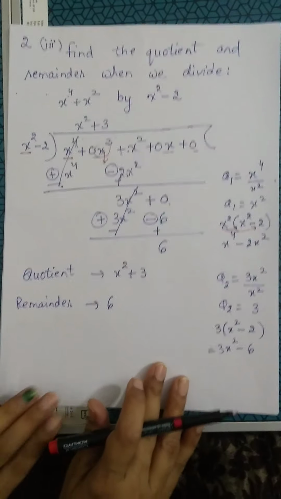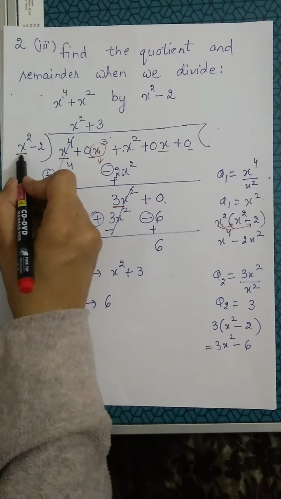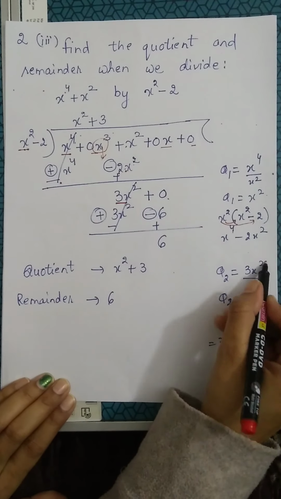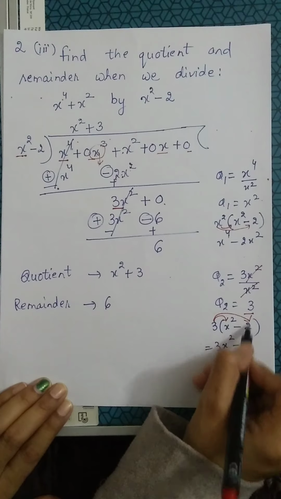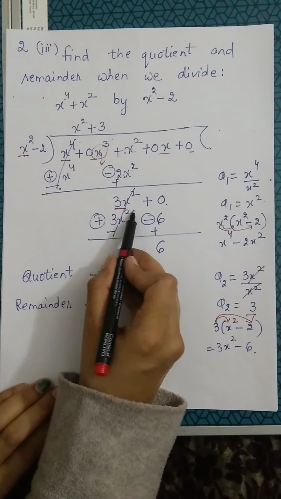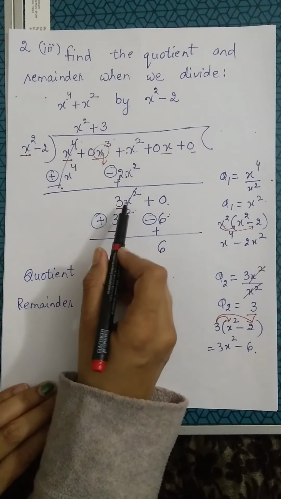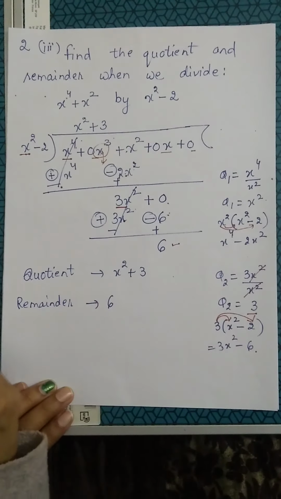In order to find quotient 2, here the first term is 3x square divided by x square. When I cancel it out, I get quotient 2 as 3. 3 will be multiplied with x square minus 2. I get 3x square minus 6. So 3x square minus 6, when I subtract, 3x square is cancelled and I'm left with 6.